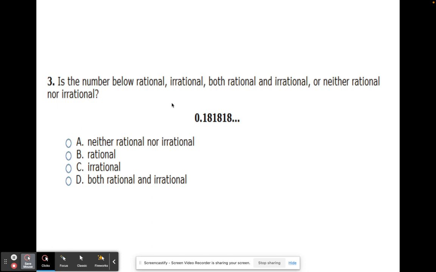And again, is this rational, irrational, both, or neither? Well, you can't be both rational and irrational. And we're not dealing with imaginary numbers, so we're either going to be rational or irrational in 8th grade. So my question is, can you tell what's going to come next? If you have 0.181818, pretty sure we're going to be followed by a 1 and then an 8. So this number is rational. We can predict what's coming next. It's a repeating decimal.